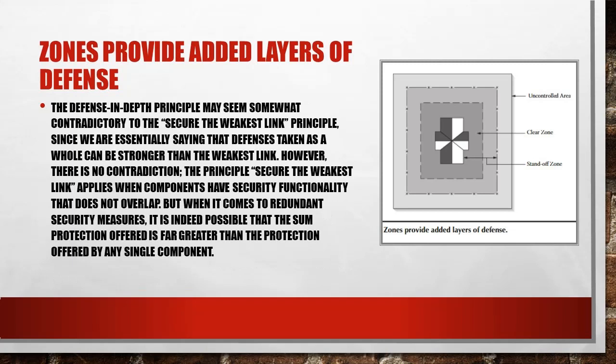The principle secure the weakest link applies when components have security functionality that does not overlap. But when it comes to redundant security measures, it is indeed possible that the sum protection offered is far greater than the protection offered by any single component.